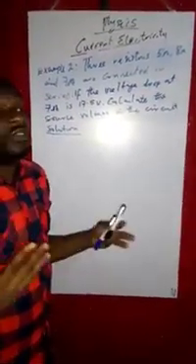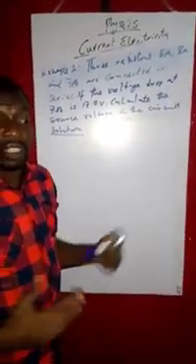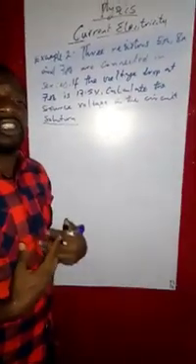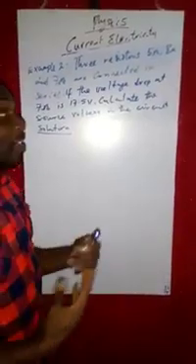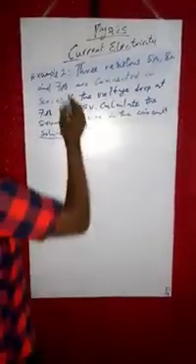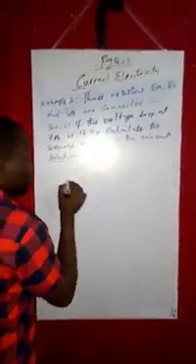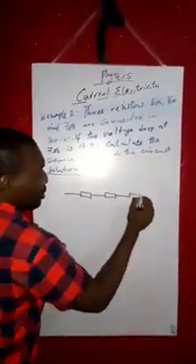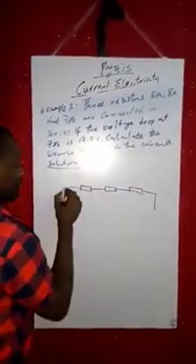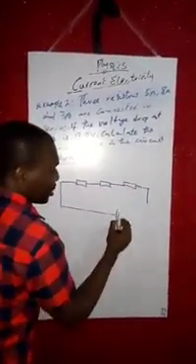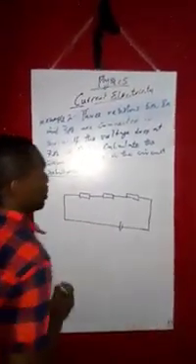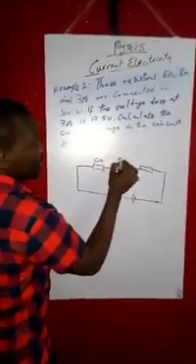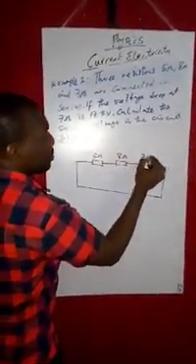You can solve this without actually having to sketch, but I always encourage you to sketch, it shows that you actually understand what you're doing. So first, let's have a sketch of this circuit. We have 3 resistors in series to a source, which could be a battery. Then we have 5 ohms, 8 ohms, and 7 ohms.